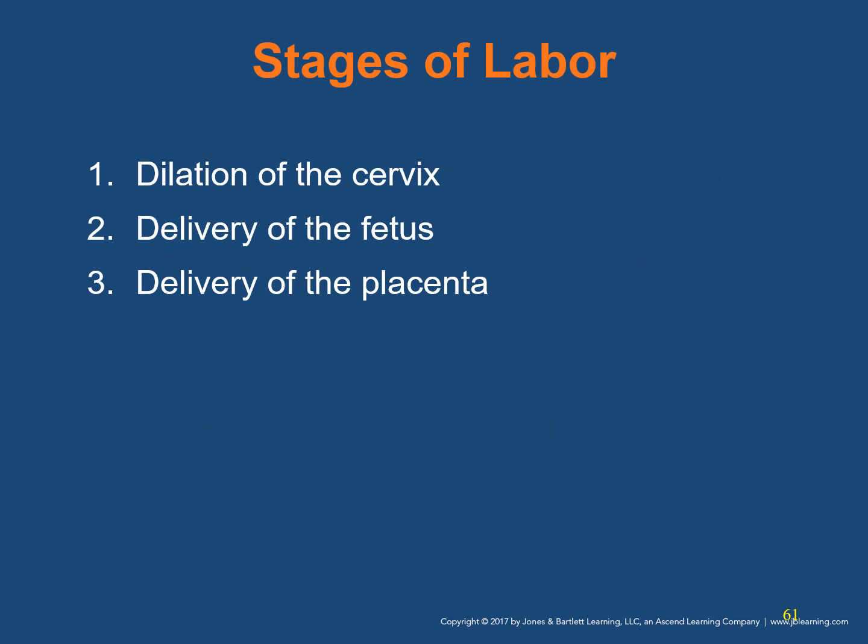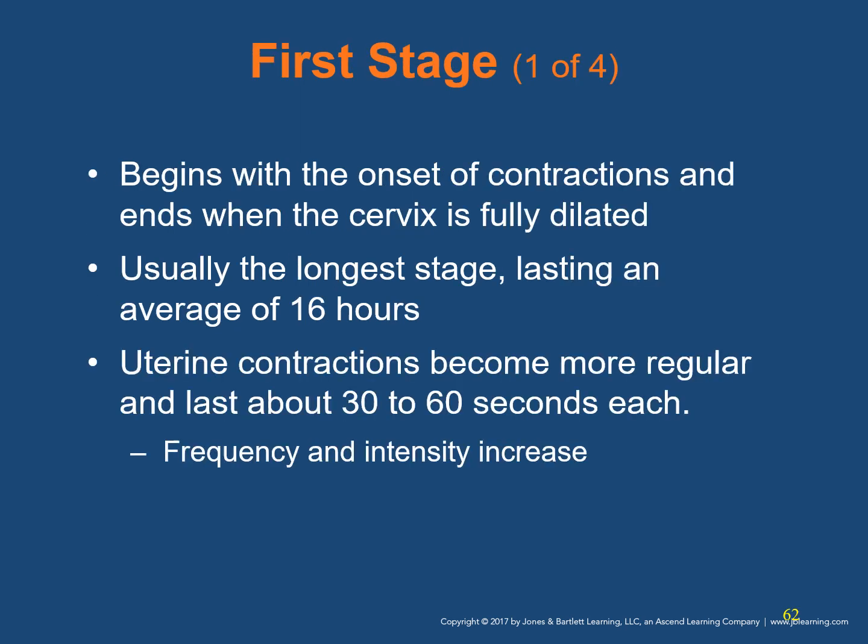Stages of labor. The 3 stages of labor are dilation of the cervix, delivery of the fetus, and delivery of the placenta. The first stage begins with the onset of contractions and ends when the cervix is fully dilated. The first stage is usually the longest lasting, an average of 16 hours for the first delivery. The onset of labor starts with the contractions of the uterus. Other signs of beginning labor are the bloody show and the rupture of the amniotic sac. The frequency and intensity of contractions in true labor increase with time. Uterine contractions become more regular and last about 30 to 60 seconds each.